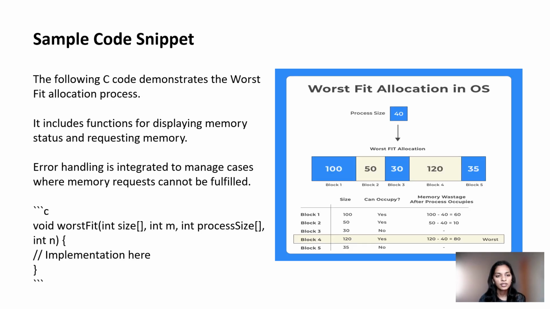Sample code snippet. The following C code demonstrates the worst fit allocation process. It includes functions for displaying memory status and requesting memory. Error handling is integrated to manage cases where a memory request cannot be fulfilled. Here you can see the code snippet.